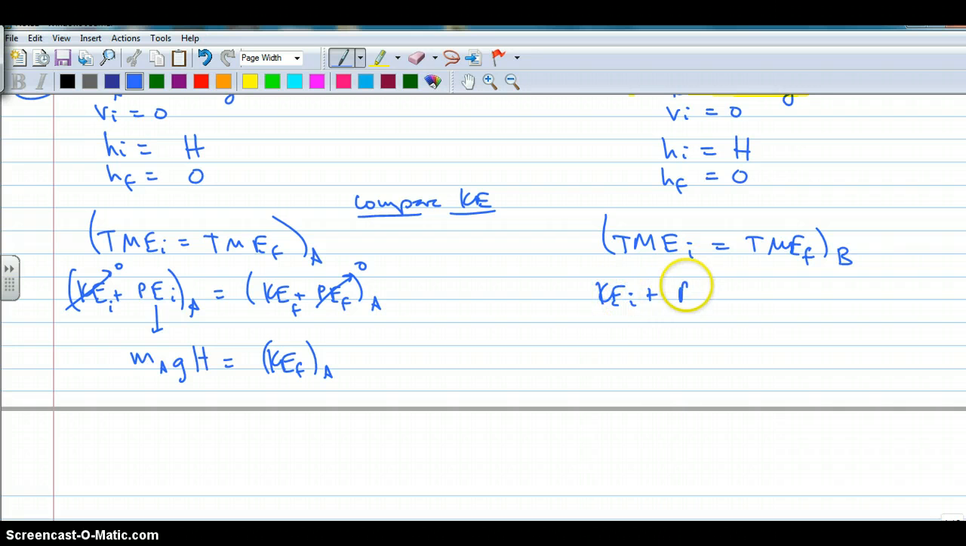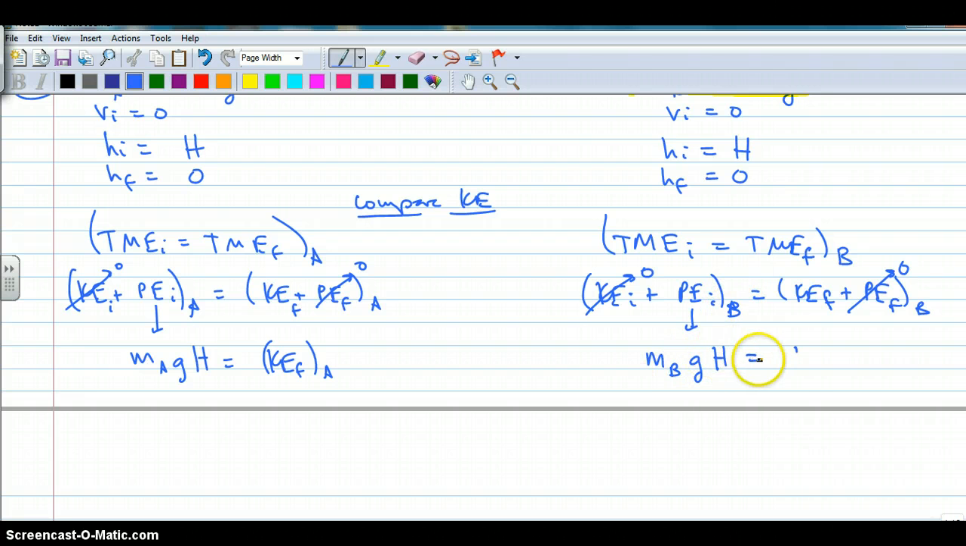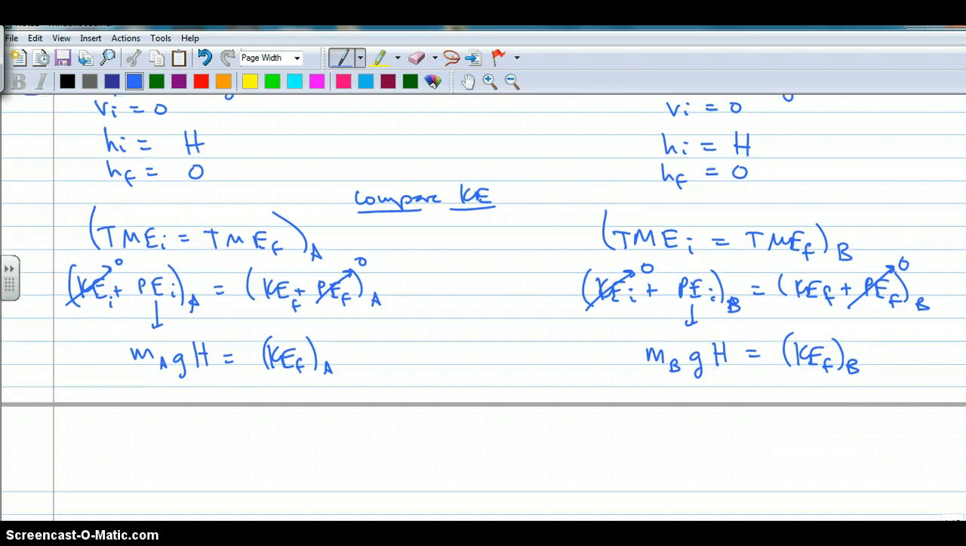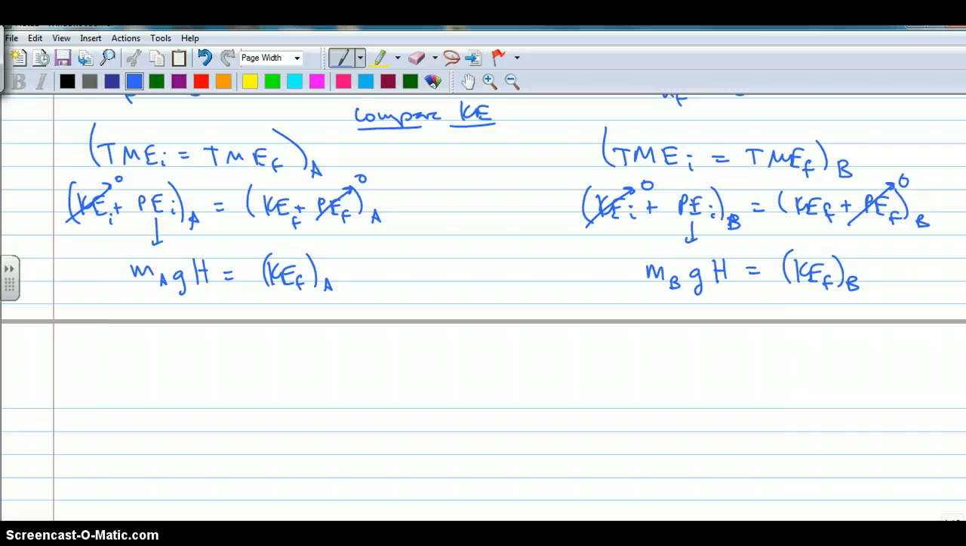Kinetic energy plus potential energy initial, and that's for B, equals kinetic energy final plus potential energy final for B. And again, it starts at rest, so this is 0, it lands on the ground, so this is 0. PE is MGH, so this is going to be, oops, and this should be a B, M_B G capital H equals KE final for B. So the question's asking us to compare the two kinetic energies.